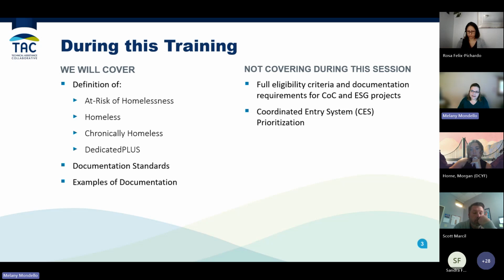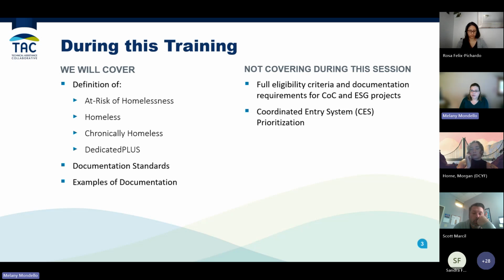Also wanted to level set a little. We have 2 hours today. So as I said, we'll go over the things that are listed on the left-hand side, the definitions, how to document, and examples of documentation so you can see how it actually implements in your charts.